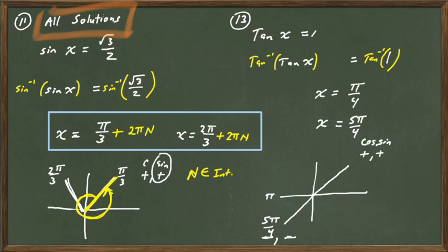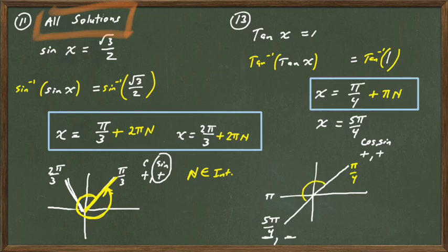which is not 2 pi. What is the period for tangent? Pi times n. Now, why is it just this first one? If you add pi to pi over 4, where would you be? 5 pi over 4, right? So you can represent this with a single statement. Pi over 4 plus pi times n. Okay, that's 11 and 13.